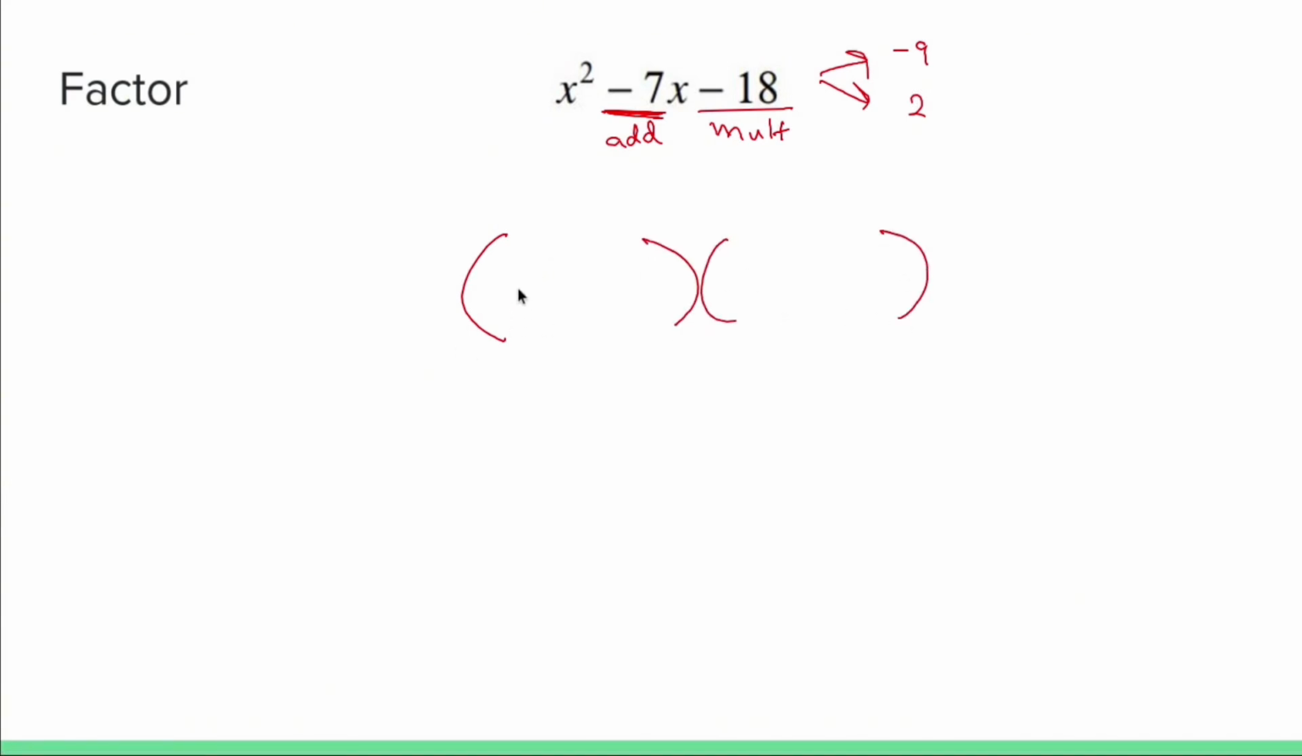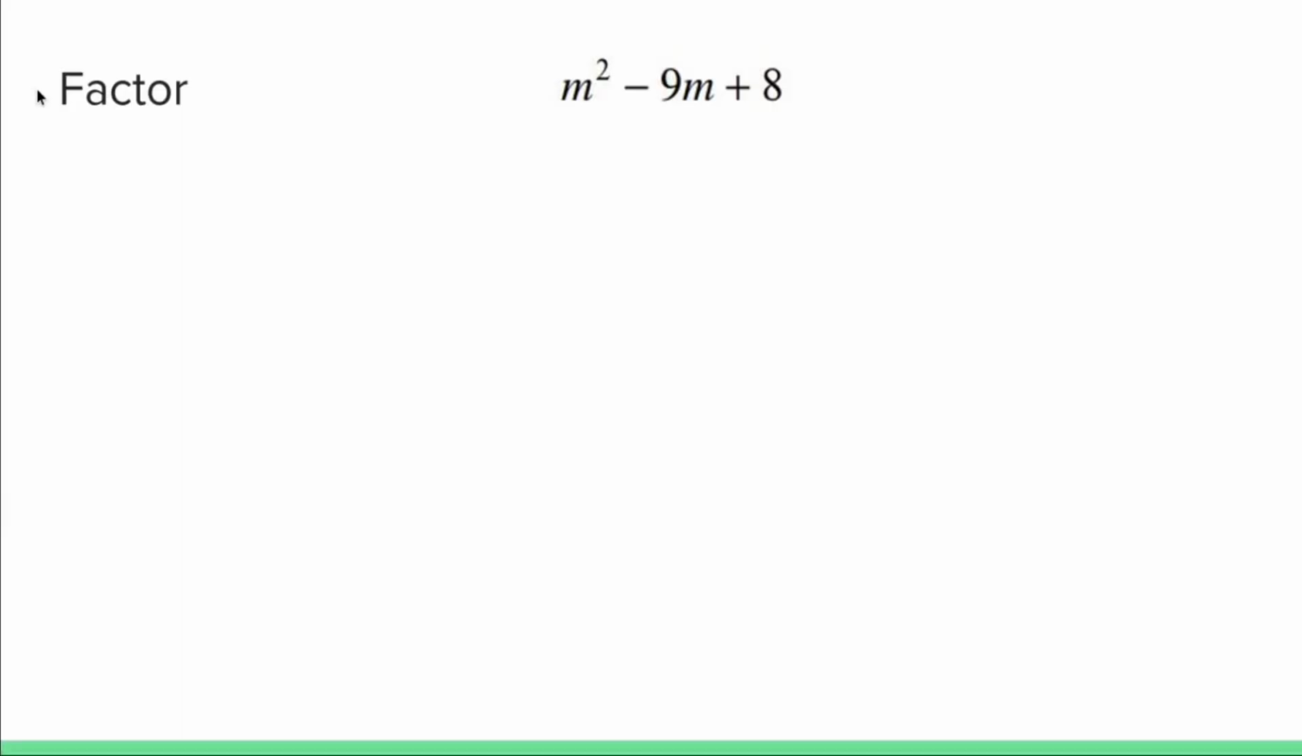Once you figure your numbers out, factoring looks like this. You make two parentheses. Since this is an x, you put x and x. And since you decided that those two numbers would be negative 9 and positive 2, you're going to make one negative 9 and one positive 2. Does it matter the order? No. I can make this x plus 2, x minus 9. What's important is the fact that I have this as negative 9 and positive 2. And if I were to FOIL this out to double check, I'm going to get that. Easy peasy.